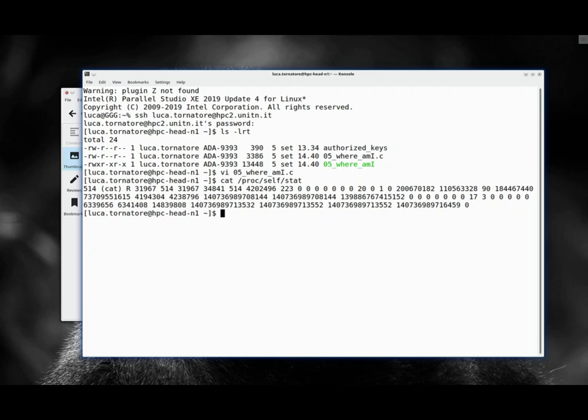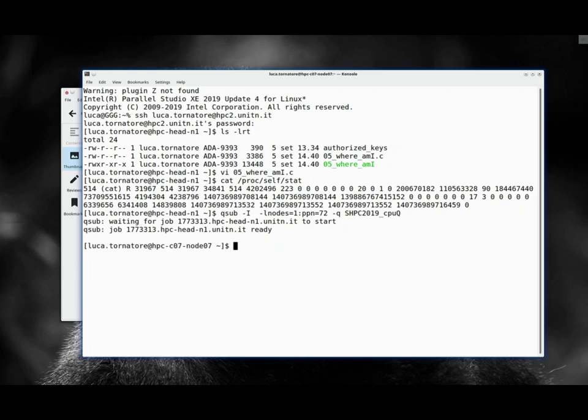So let me just go: qsub -I -l nodes=1 -n 72 -q. What is the name of the queue? HPC. Scientific High Performance Computing 2019. Yeah. Small caps. Capital. Okay. Fine.